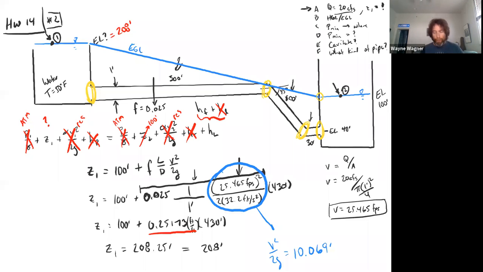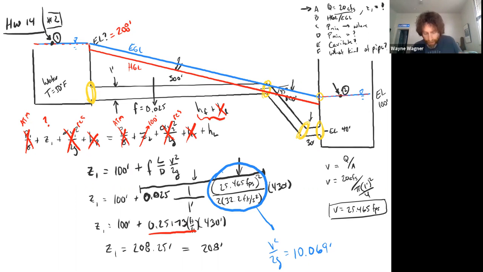And so if I was doing this 100% to scale, and I knew what 10 feet were, it's not 100% to scale, obviously, but if I knew what that 10.07 feet were, I could draw this line exactly 10.07 feet below this, like that. Okay, and it's a little weird to imagine this thing jumping right here, but anyway, that would be our HGL.